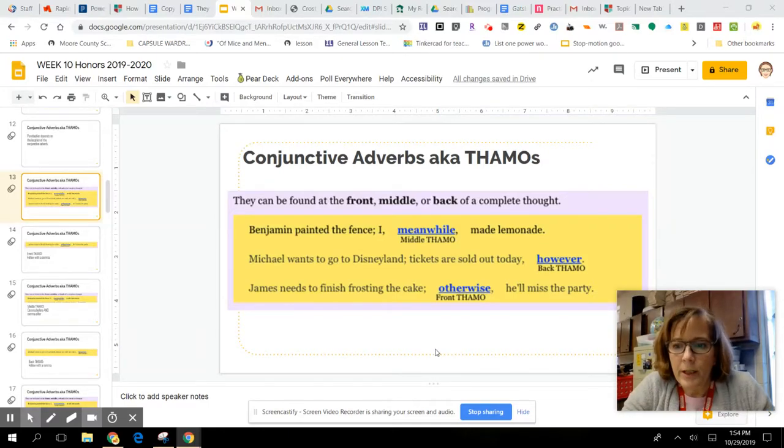Hello, I wanted to put together a quick tutorial where you all can watch how to identify and punctuate conjunctive adverbs without disturbing the people who are still on their mastery paths. All right, so essentially a THAMO is an abbreviation for conjunctive adverbs. These are adverbs that join together complete thoughts.